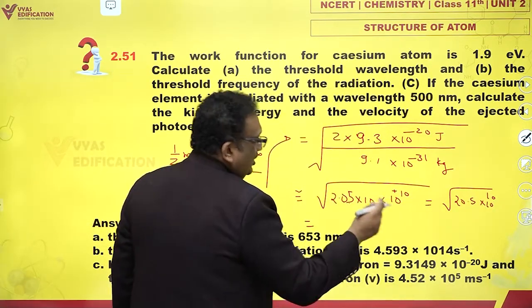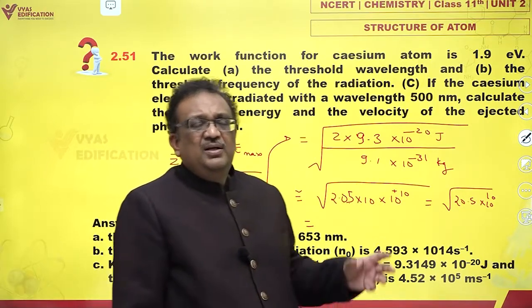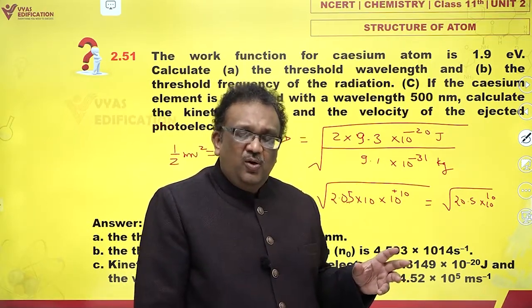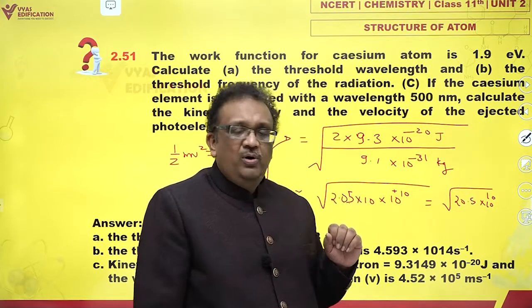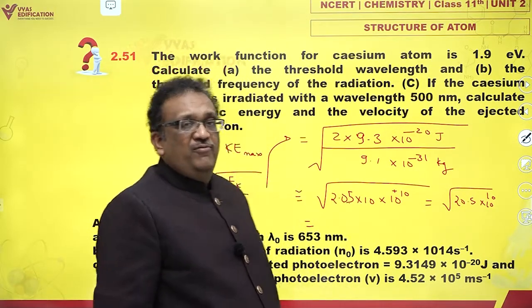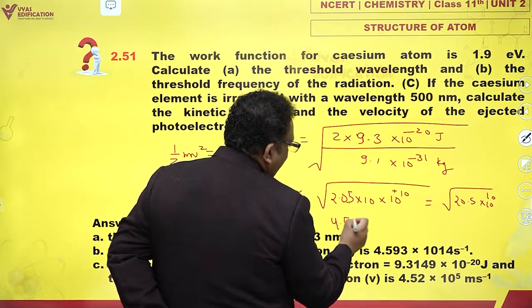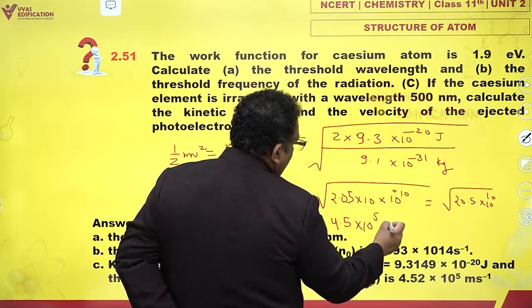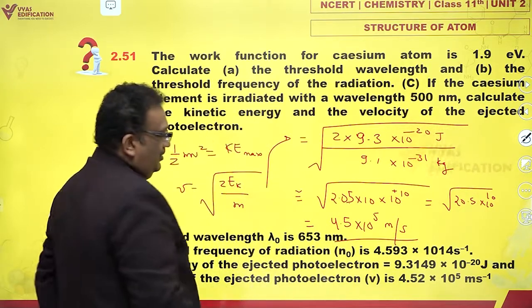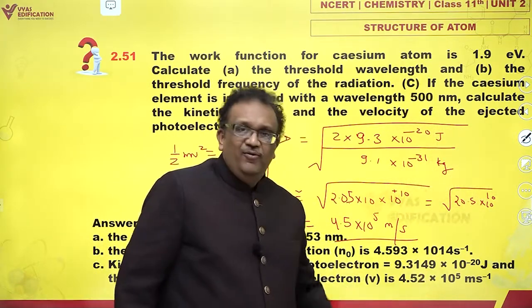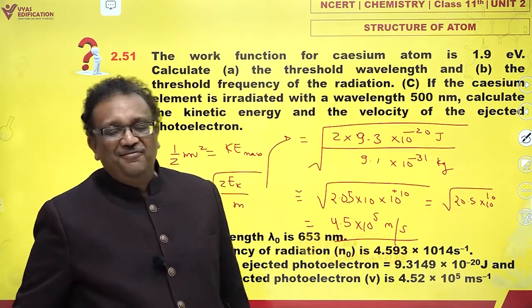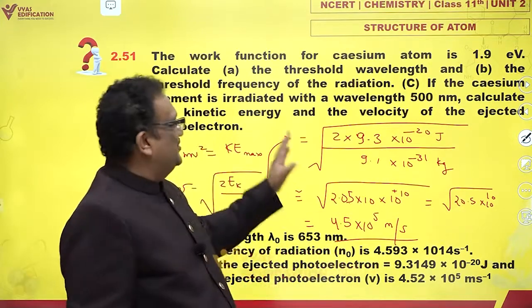You leave it out. Root of 20.5, 16's root is 4. What about 4.5? 4.5 square root is 20.5, yes, roughly. So 4.5 into 10 to the 5 meters per second. We are very close, 4.5, good enough. This is what we get.